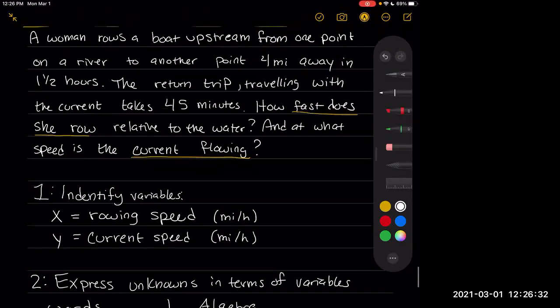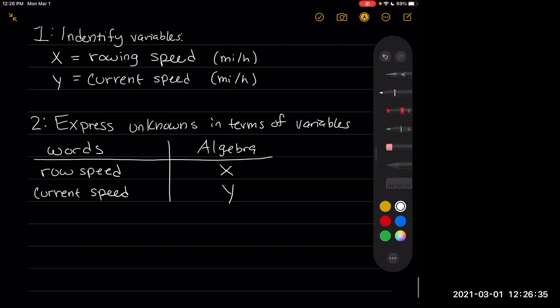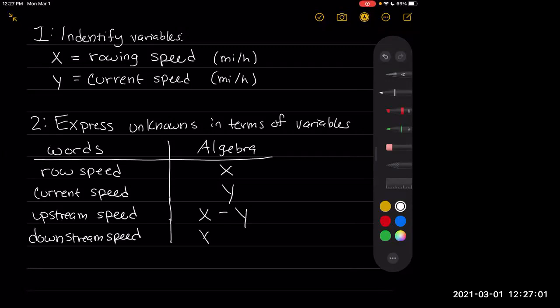So we need to know how fast she rows upstream, her upstream speed. Well, that's going to be how fast the woman rows fighting the current. So we're going to subtract the current speed. Versus when she returns downstream, it's going to be how fast the woman rows plus the current speed because she's traveling with the current.